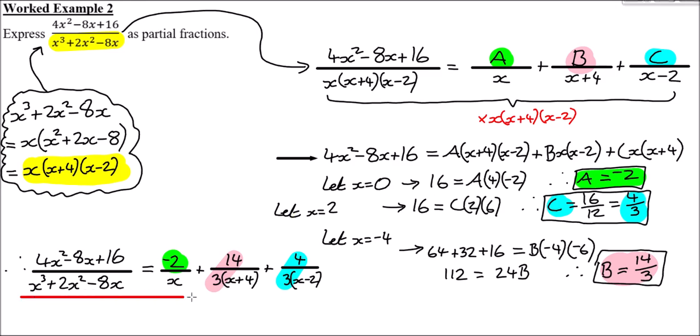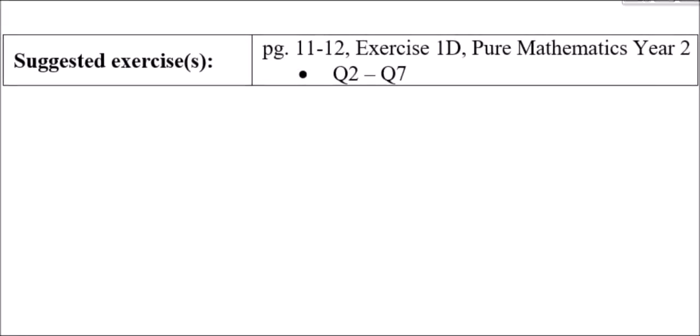So we're good. Now it's over to you to get some much needed practice on these skills. So in your blue book, if you turn to page 11 and 12, exercise 1D, and try questions 2 through to question 7, and I would also suggest, if you can remember some algebraic division and the factor theorem, to try the challenge question 2 found after question 7.